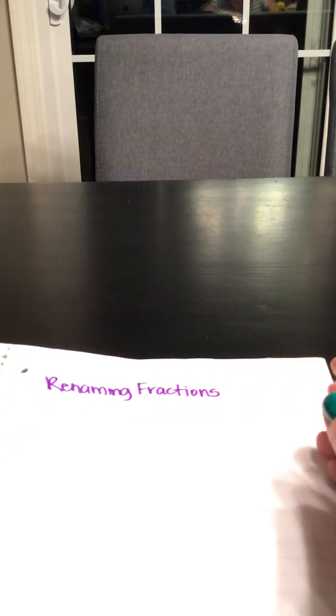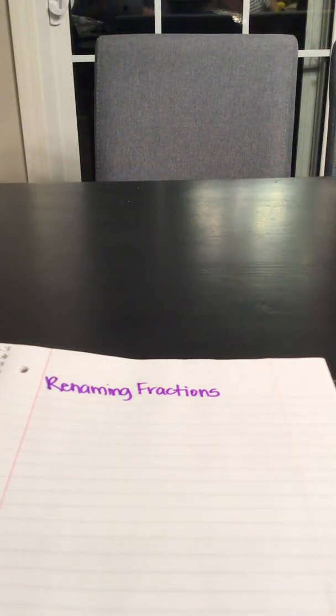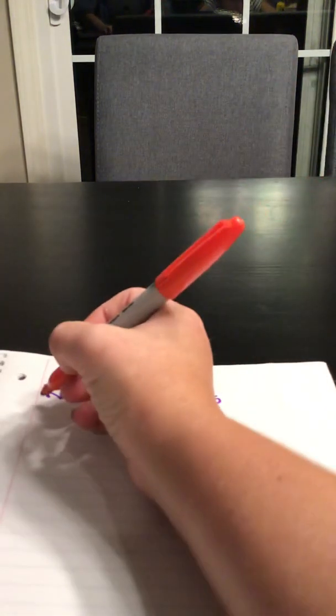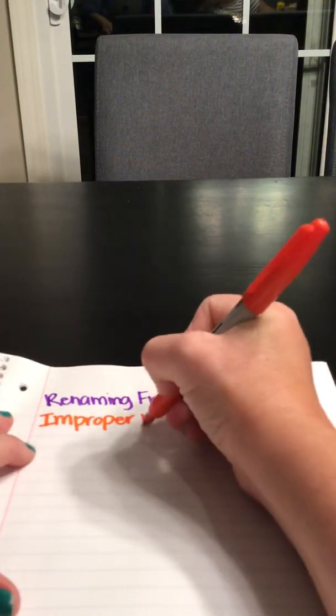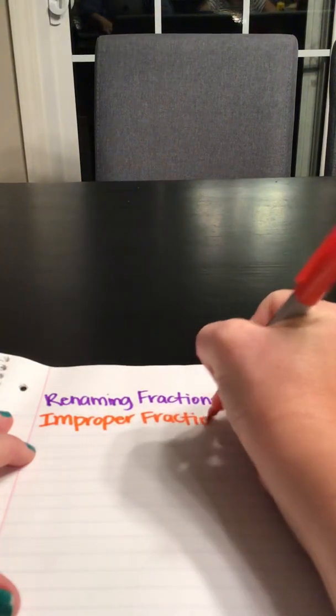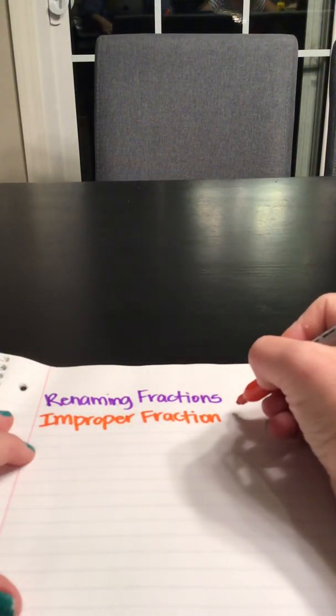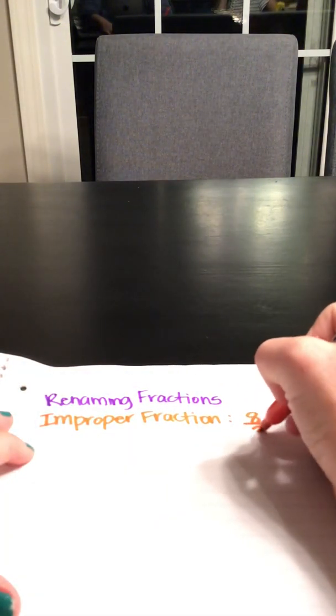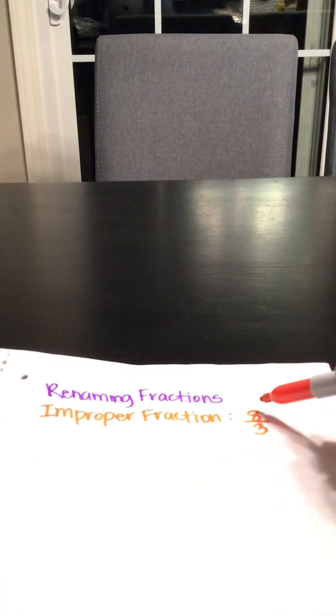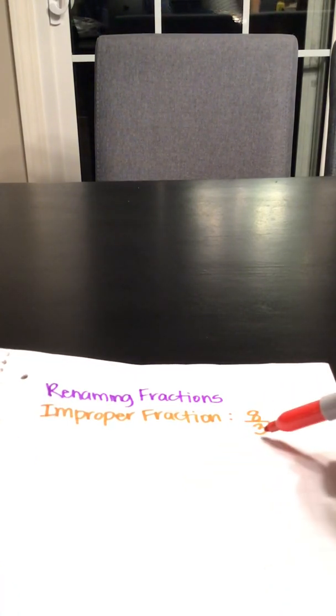Okay, first of all, you have to know what an improper fraction is. And I know you worked on this last year because I actually have a fourth grader and I've seen some of her work, but it could be that you've forgotten. An improper fraction. Let's write this down. An improper fraction looks like this. 8/3. An improper fraction has a numerator that is larger than the denominator.